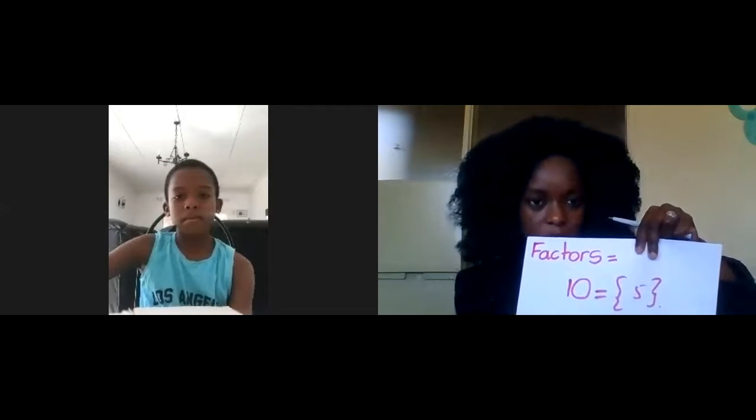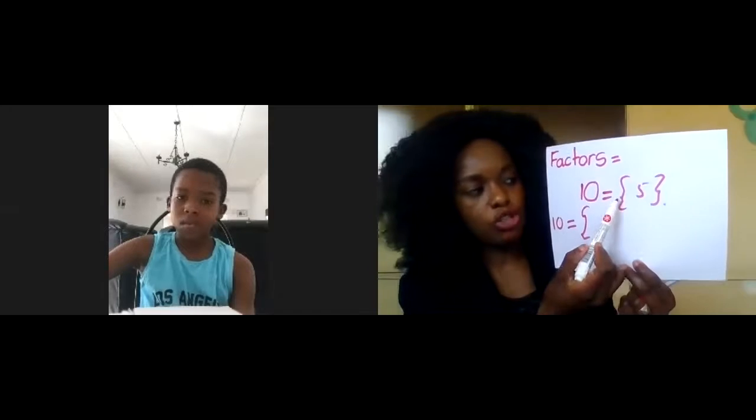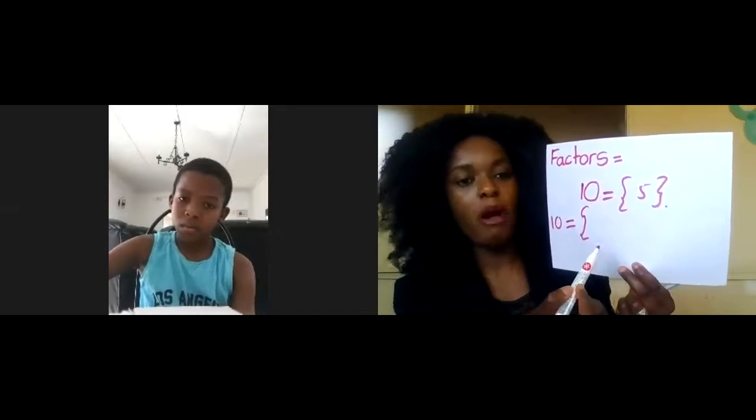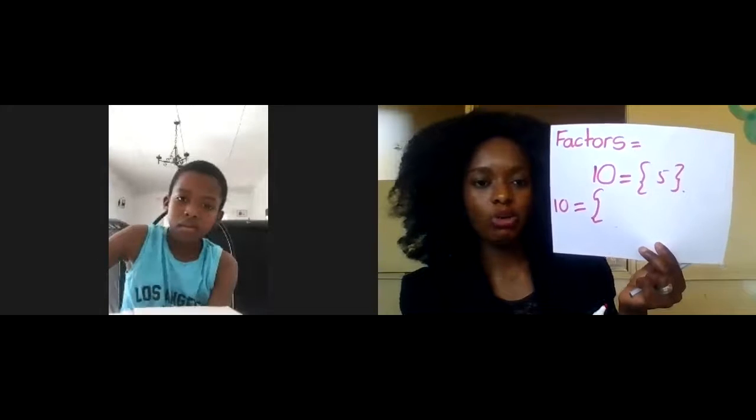Okay, so what we're going to do, we are going to list the factors of 10. We are going to list them together. So you say 10 equals. When you are listing your factors, you put them in a bracket, okay? A bracket that looks like this. If you cannot do this bracket, you just use a normal bracket to list them.